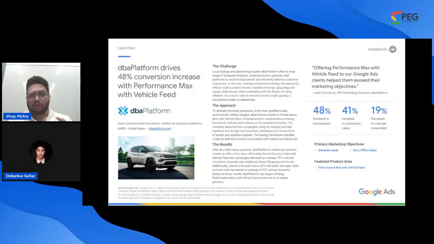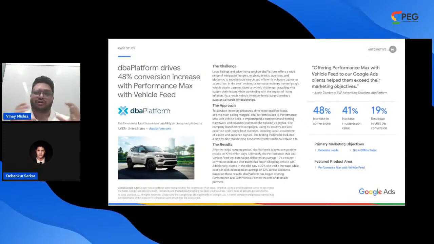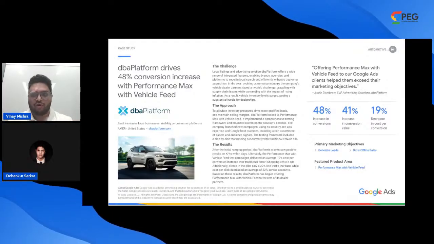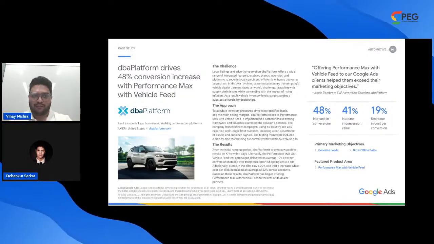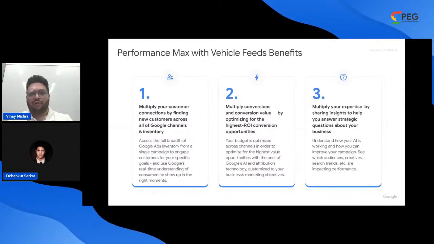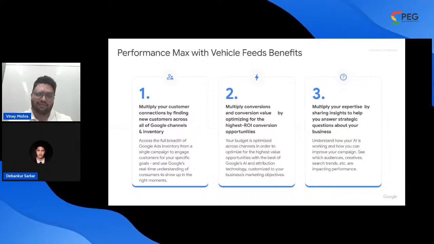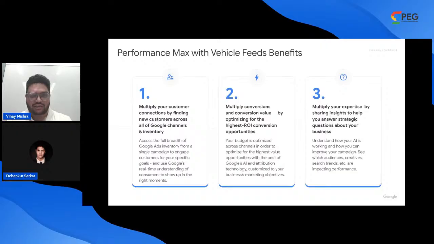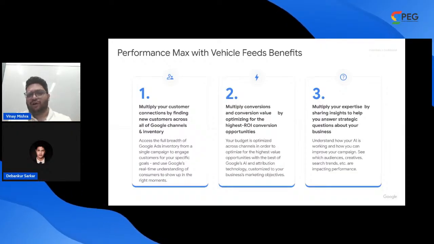So this will probably give you an idea of how Performance Max with vehicle feeds uses AI and machine learning together to help you find users at the right time, who are actively researching cars, planning to buy a used car, or at the same time planning to buy a new car. When we're talking about Performance Max with vehicle feeds, there are three pillars you have to make sure are set right. First, multiply your customers by connection, finding new customers across all the Google channels and inventory.